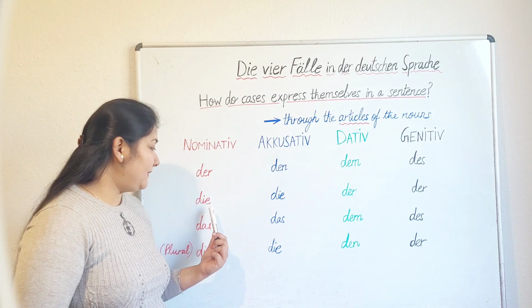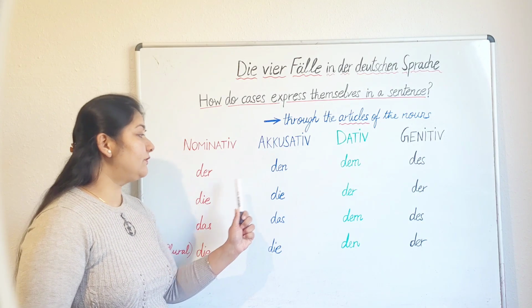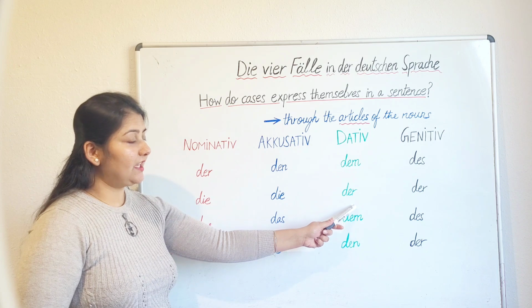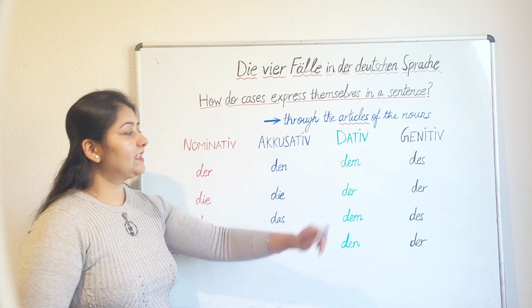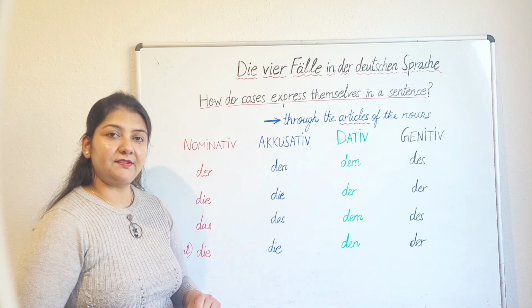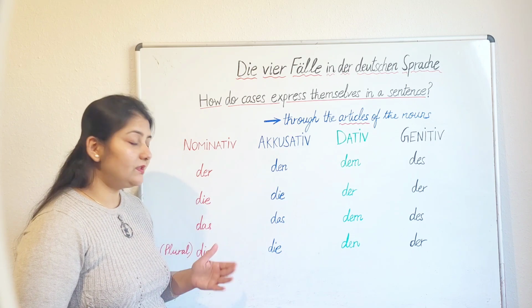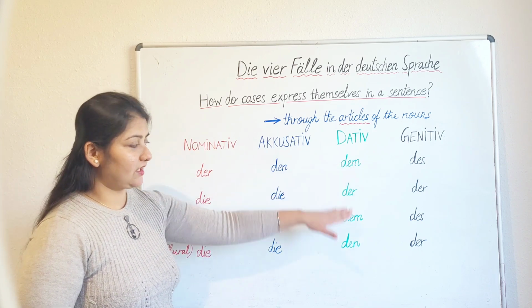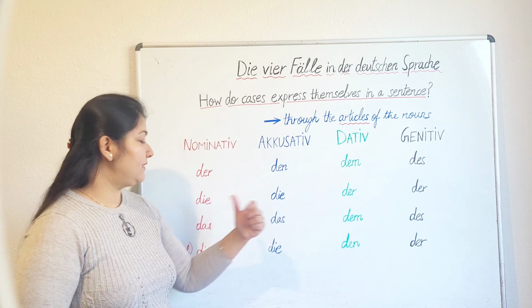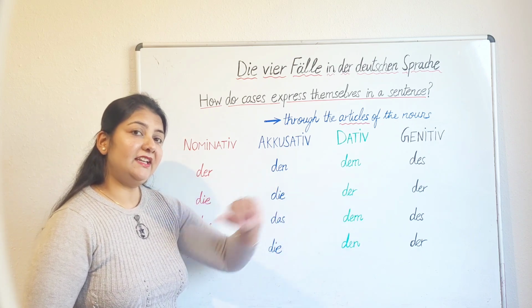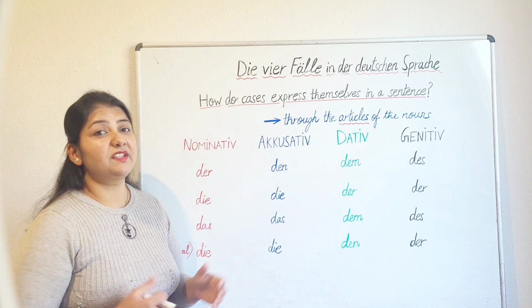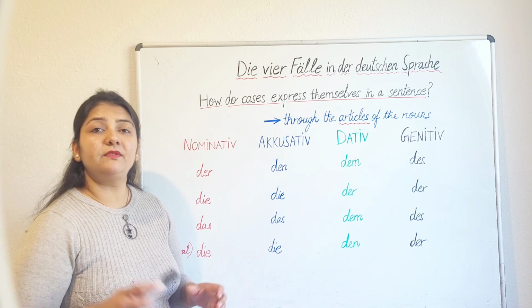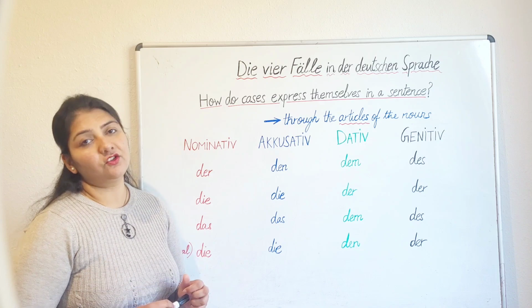The nouns with the feminine article die, the article remains the same when it's changed to accusative, but it changes to der in its dative case and to der in genitive case too. Similarly, the nouns with the article das remain the same in accusative but change in dative, das changes to dem and das changes to des in genitive. So I'm sorry to say that you have to learn these tables by heart. Only then you'll be able to make sentences correctly in the German language.